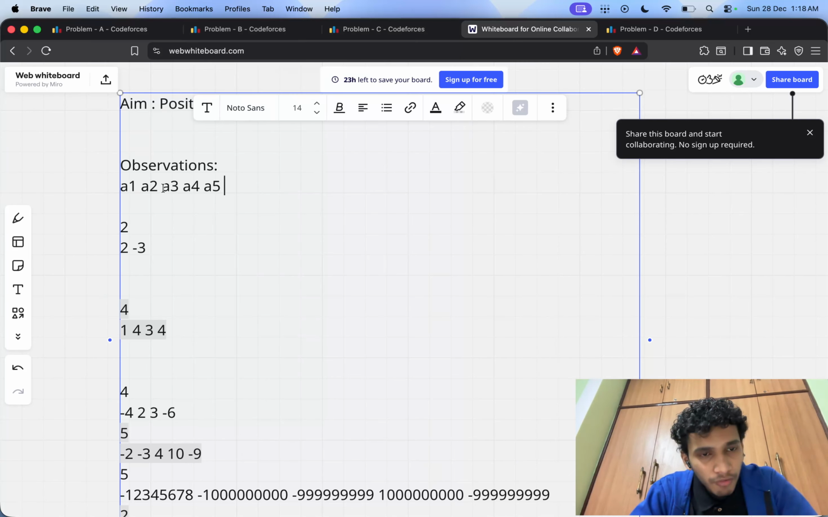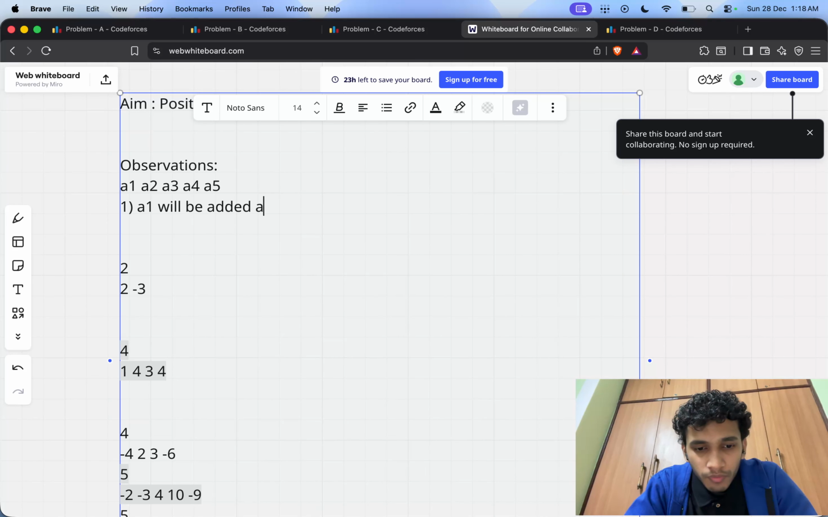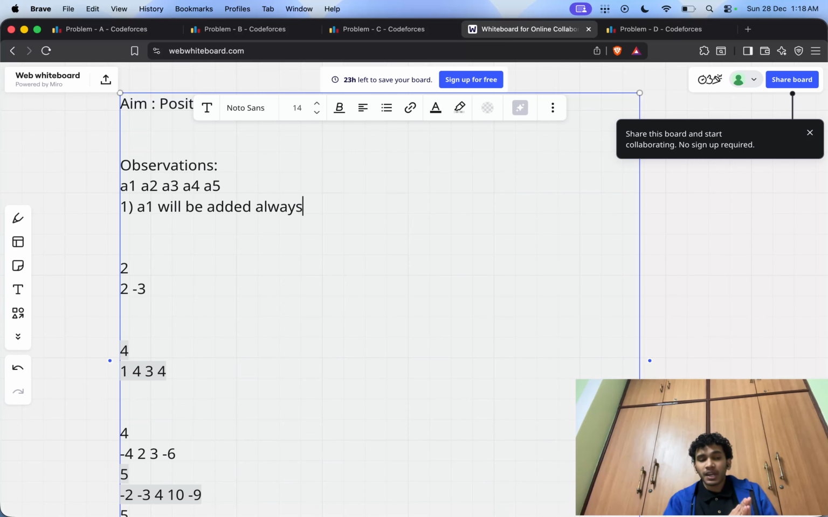Let's say Santa finds out that particular number. He says that I will not pick up A3 for sure. Then what will happen with all the other numbers? For the previous numbers, what is the very first observation? A1 will always be added. Why? Because to be subtracted, it has to be at the second index, and a particular element can move only leftward, not rightward. So A1 will always be added.